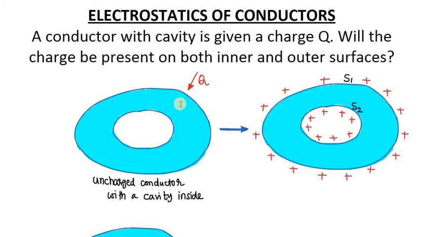After this charge Q is given, now this conductor has two surfaces. One surface is S1, the outer surface, and another surface is S2, the inner surface. It is well known that the charges stay on the surface of the conductor only, but what is the more appropriate answer? Will the charge stay only on the outer surface, or can it stay on the inner surface also? Let us try to answer this question with a reason.